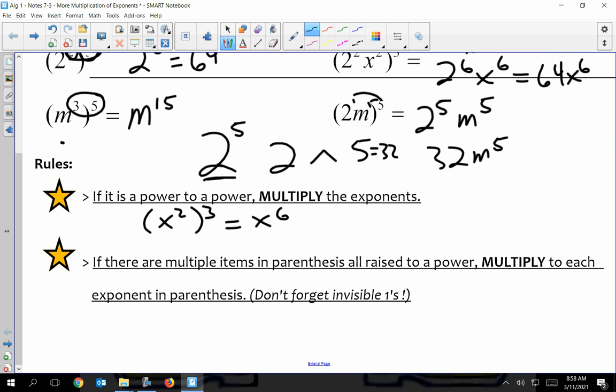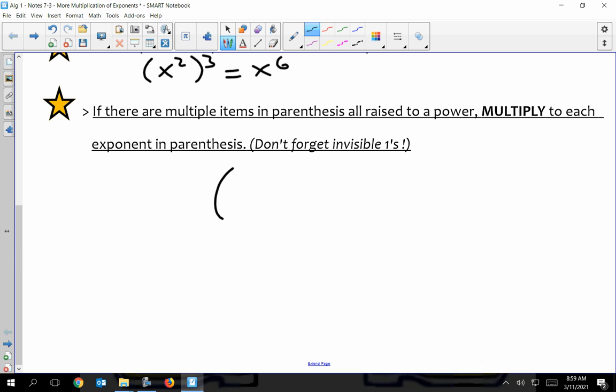Okay. The second part of that rule would be if there are multiple items in the parentheses all raised to a power, multiply to each exponent in the parentheses. Don't forget your invisible 1. So that's something like we did a little bit ago. Okay, there's an invisible 1 on everything in here.